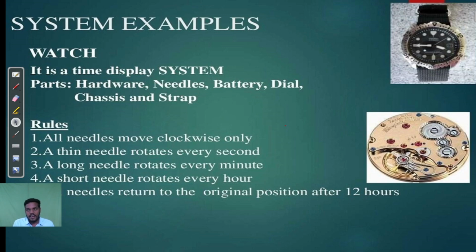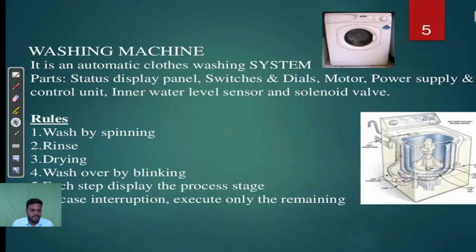A watch is operated only for seeing the time. It is a time display system whose parts are hardware, needles, a battery, a dial, and a chassis. Its rules are very simple. The needle moves clockwise only, and the short needle rotates every hour, so humans easily adapt to mechanical watches. A washing machine is a basic example of an embedded system because it is oriented around a status display panel.